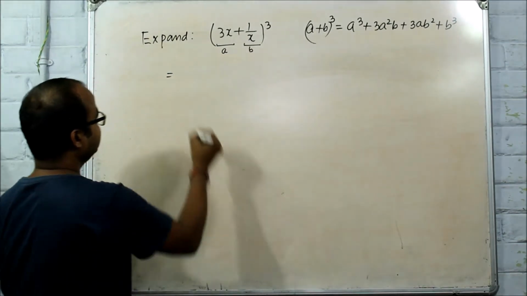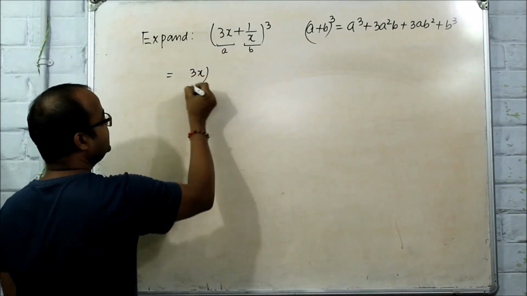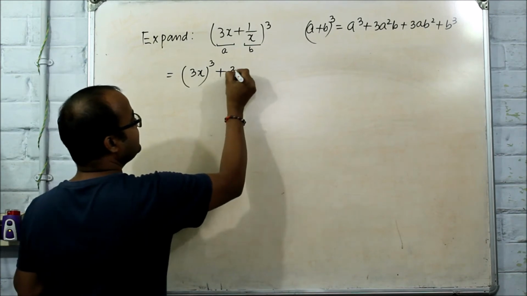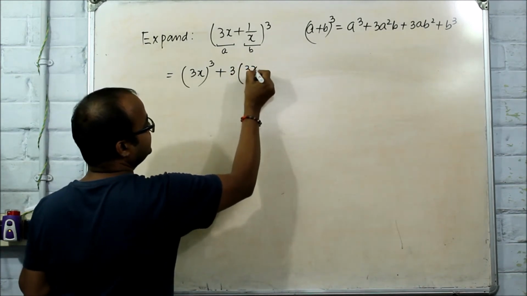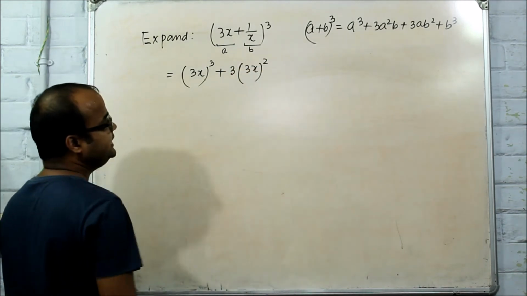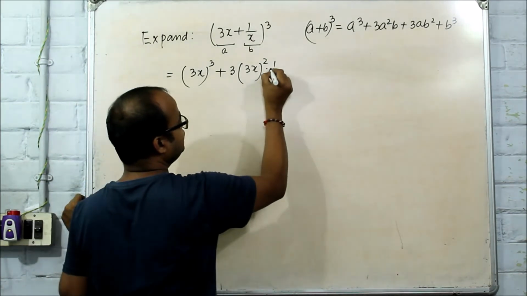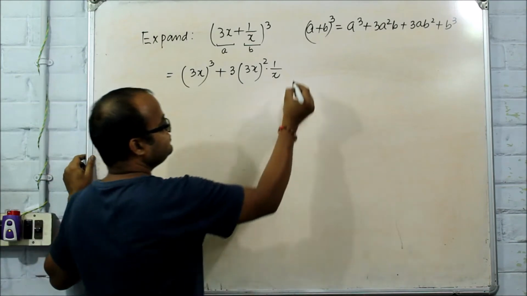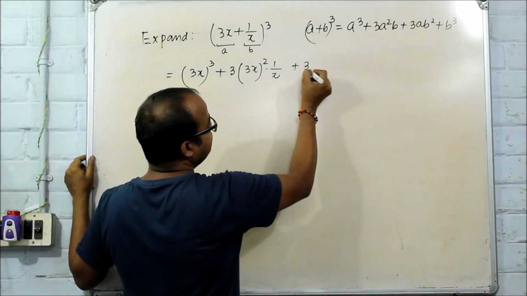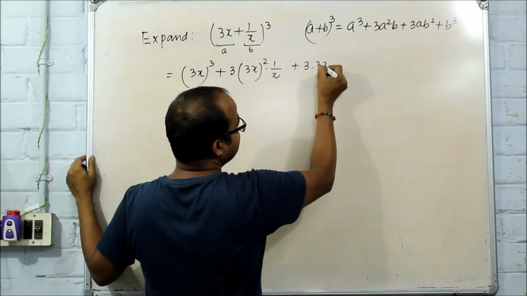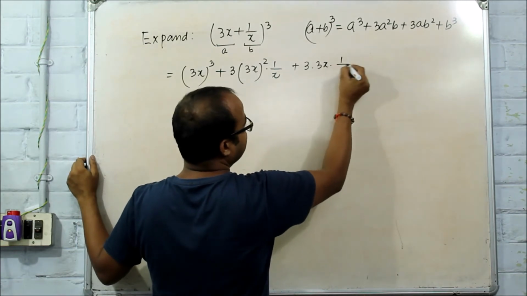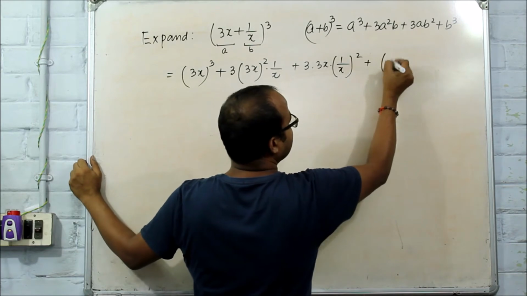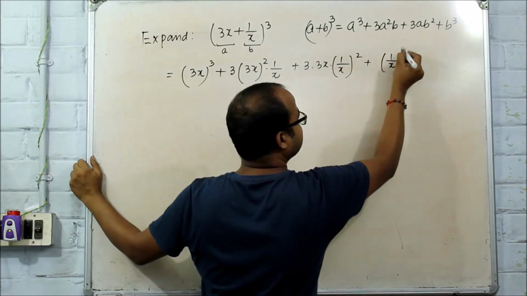So a cube, that means (3x) cube, plus 3a square, that is 3 (3x) square, into b, that is into 1 by x. Clear? Plus 3ab square, that is 3 into 3x into (1 by x) square, plus b cube, that is (1 by x) cube.